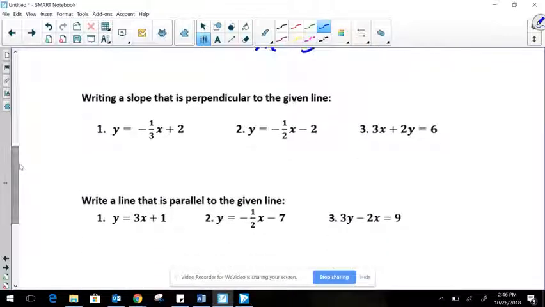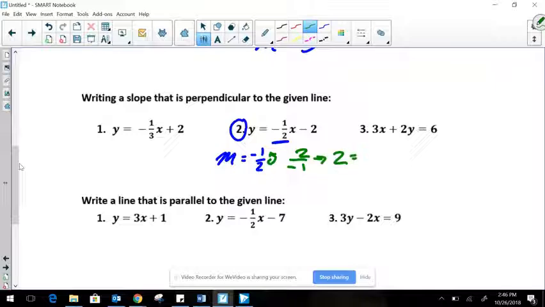Okay, now when they want you to write a slope that's perpendicular, I'm going to look at -1/2. So this is my slope. I want to find the perpendicular slope. So I'm going to flip. So I can write 2 on top, -1 on the bottom. And now I'm going to change the sign. So since it is a negative, it will become a positive. So +2 is my perpendicular slope. So that's my answer. My perpendicular slope is equal to 2, and then I'm done.